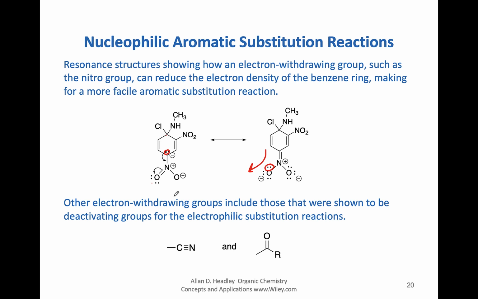You may be wondering, are there other electron withdrawing groups? And yes, there are. Those are the same electron withdrawing groups that we looked at when we looked at deactivating groups for electrophilic aromatic substitution. I don't want to confuse you, but when we looked at deactivating the aromatic ring of benzene, we looked at pulling electrons from the ring, so that makes it less reactive. Here we're pulling electrons from the ring so it can be more reactive towards a nucleophile.